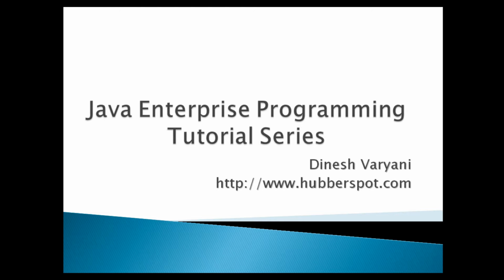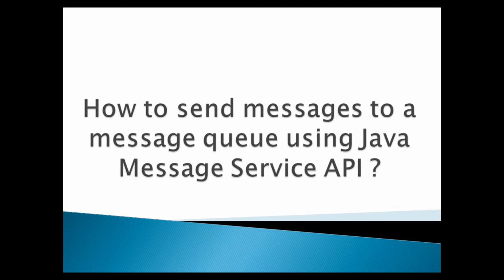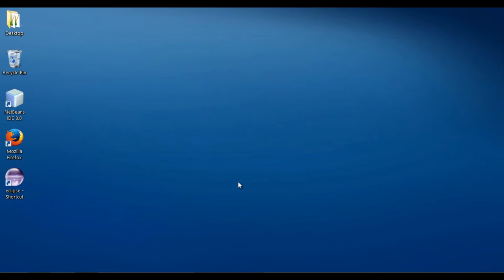Today, I will teach you how to send messages to a message queue using Java Message Service API. Friends, the Java Message Service API provides a mechanism for Java EE applications to send messages to each other. JMS applications do not communicate directly. Message producers send messages to a destination, and message consumers receive that message from the destination. The destination is a queue, if message communication is point-to-point between producer and consumer.